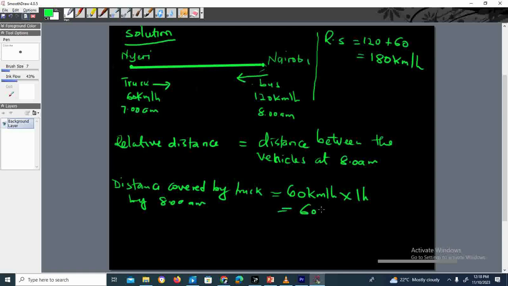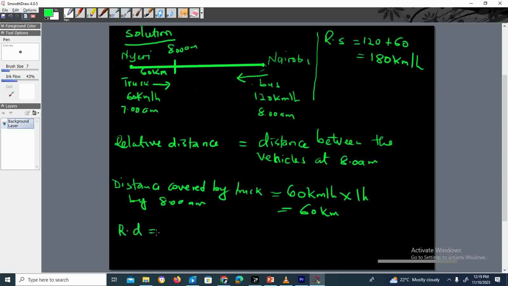And this is going to give us 60 kilometers from Nyeri. So at 8 a.m. the truck will be here. It will already have covered this distance of 60 kilometers. So the distance from Nyeri to Nairobi is 160 kilometers, and by 8 a.m. the truck has already covered 60 kilometers. So now the distance between the two vehicles will be 160.